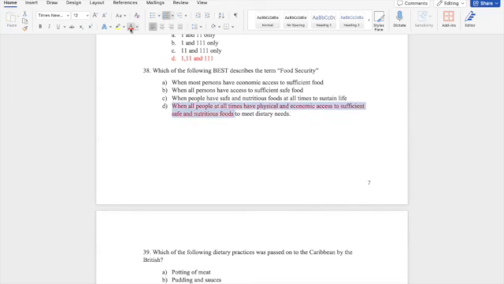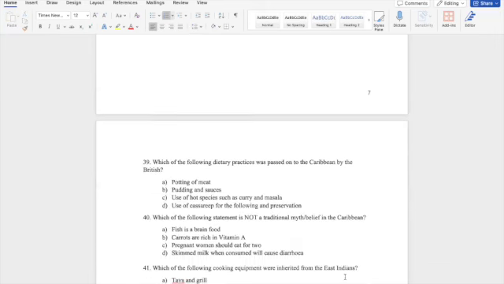All right. So 39. Which of the following dietary practices was passed on to the Caribbean by the British? Pudding and sauce. Yeah, that's the answer.